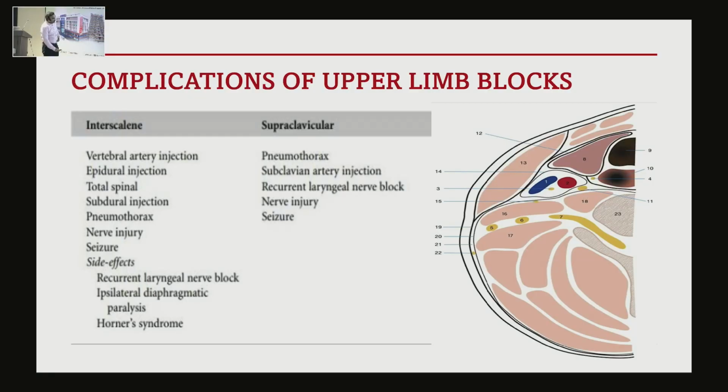When my drug goes in this plane, it acts on the vagus nerve. It might act on the cervical sympathetic trunk. With still more dosage, it can act on the recurrent laryngeal nerve. So all these complications, Horner's syndrome, recurrent laryngeal nerve palsy, and diaphragmatic palsy, can all happen when we use increased volume and do not know the anatomy exactly. So proper anatomy and proper precautions will decrease these complications.